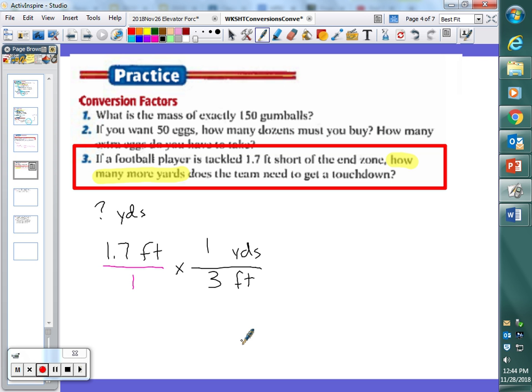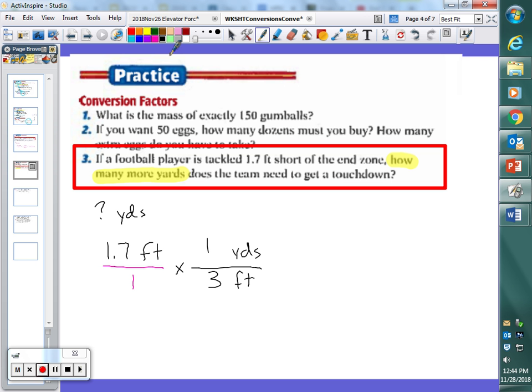So, long story short, if there is a conversion factor that I don't think that you might know automatically, like this one, I don't know if everybody knew that there were 3 feet in a yard, I would include that information in the problem for you to set up the conversion factor. So even if you didn't know that, you could still set up the conversion factor. But these two things need to be equal.